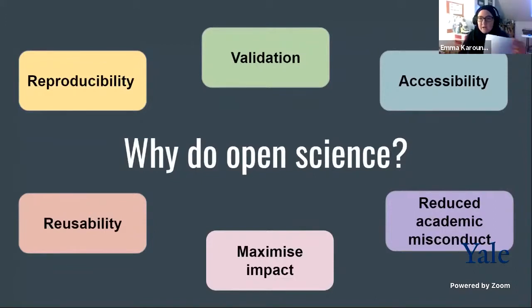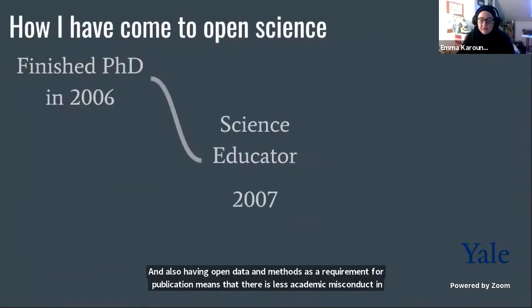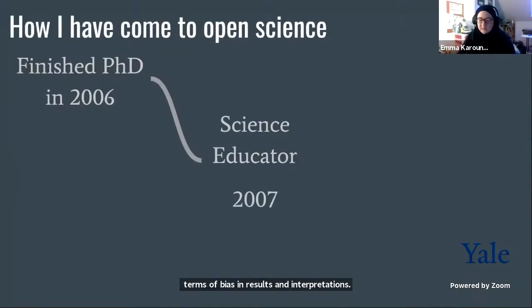So how have I actually come to work in open science? So as Elizabeth said, I did my PhD at University College London, and I actually finished that in 2006.